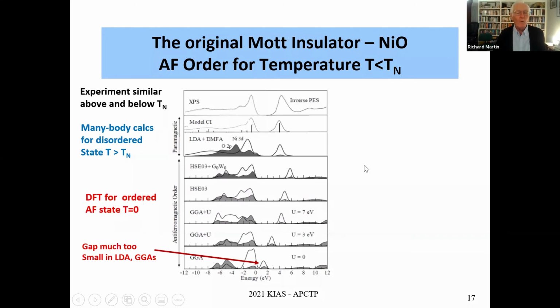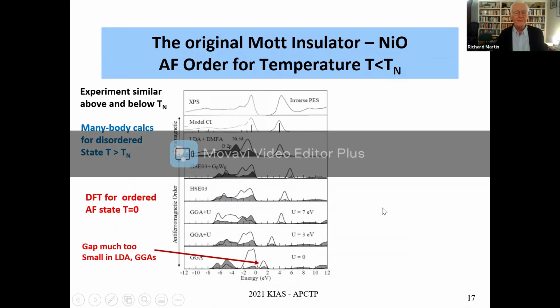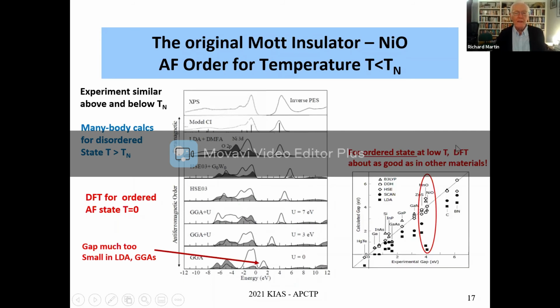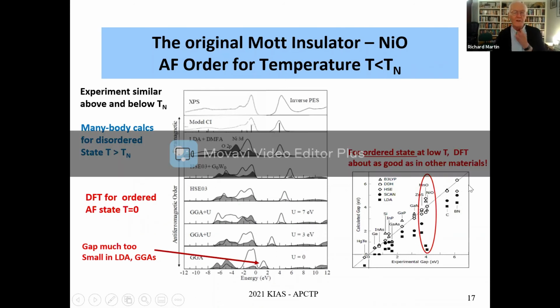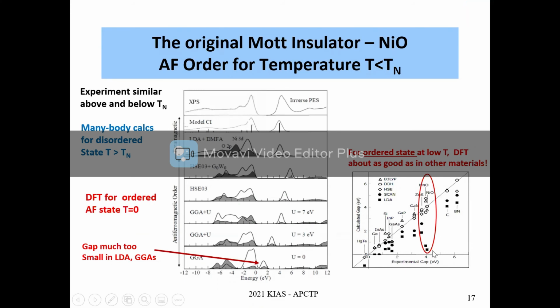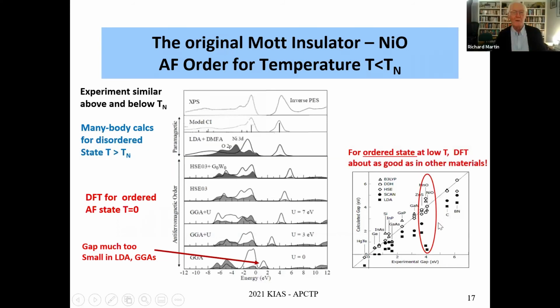So what lessons are we to draw? The lesson that I draw is that nickel oxide is really not so different from all the other materials when it's in its ordered state. So as an antiferromagnetic insulator, the density functional theory works for it about as well as for the other materials on this plot. It may be exceptional in how bad the local density approximation is, but when you use the better functionals, it's the same general quality as for other materials.